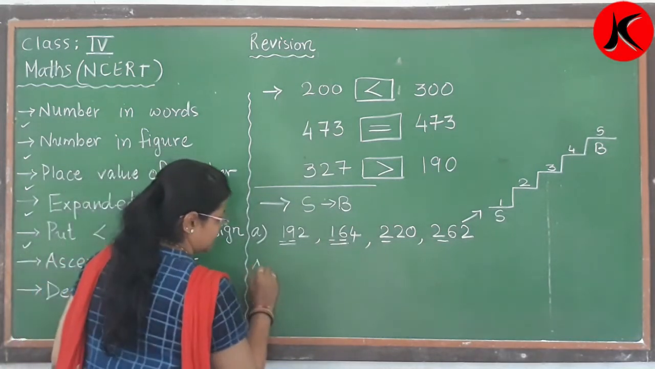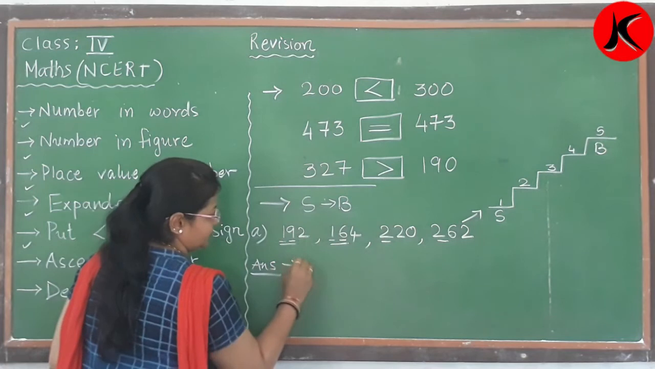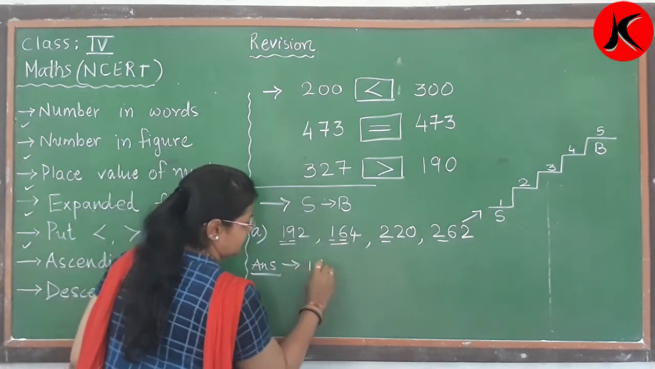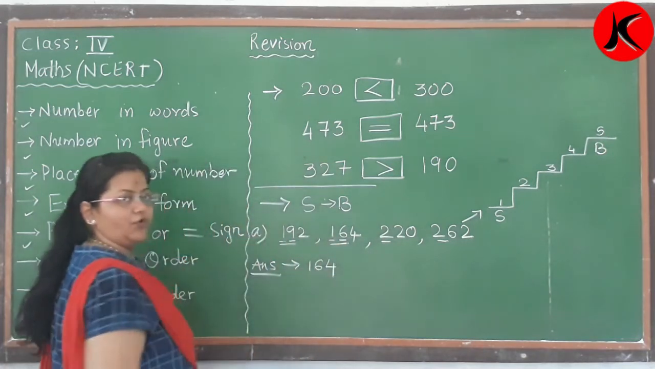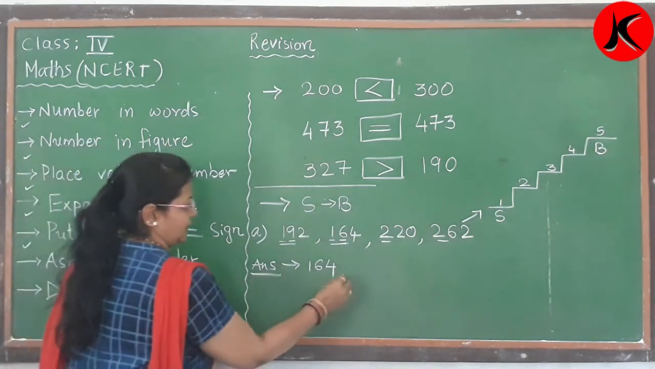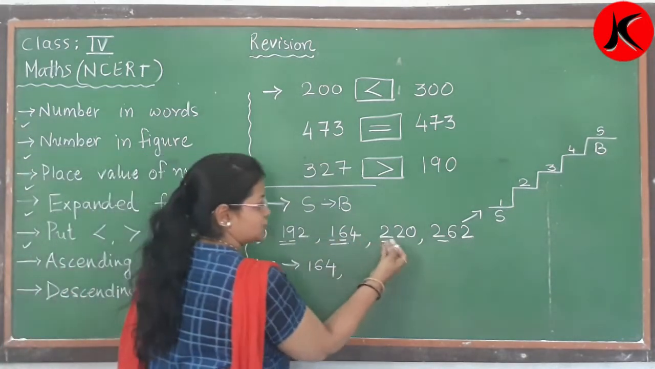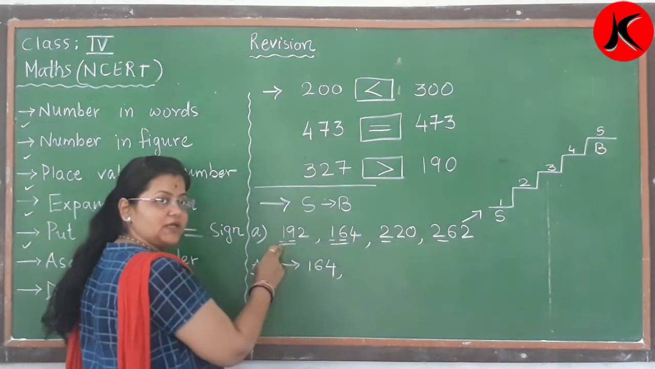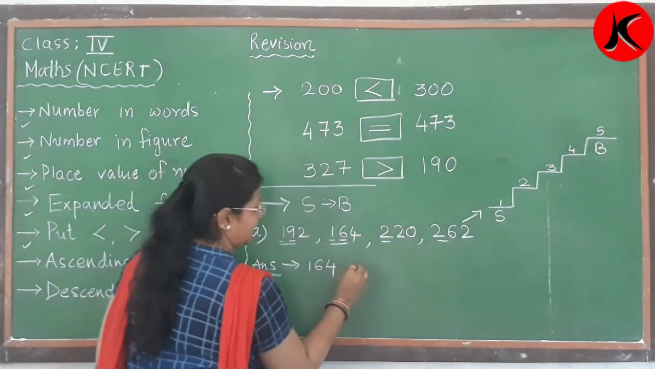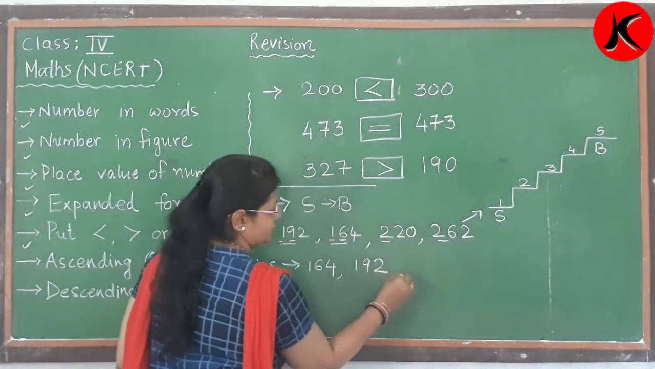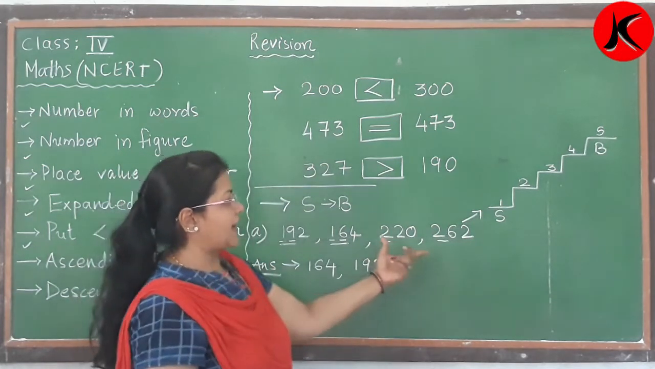So first, here the answer we are going to write. First small number is 164. After that, obviously this one is 2 and 2. So this number is small. So 192. Now compare these two numbers.